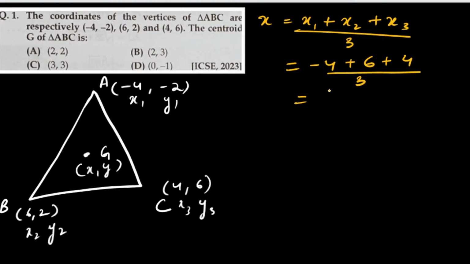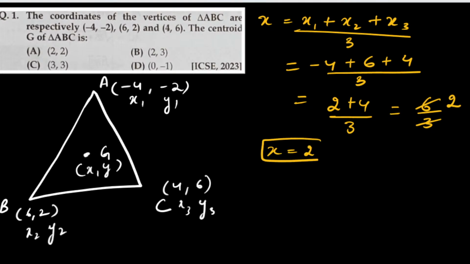So minus 4 plus 6 is positive 2. 2 plus 4 by 3. 2 plus 4 is 6 by 3. So 6 by 3 is equal to 2. So x is equal to 2.